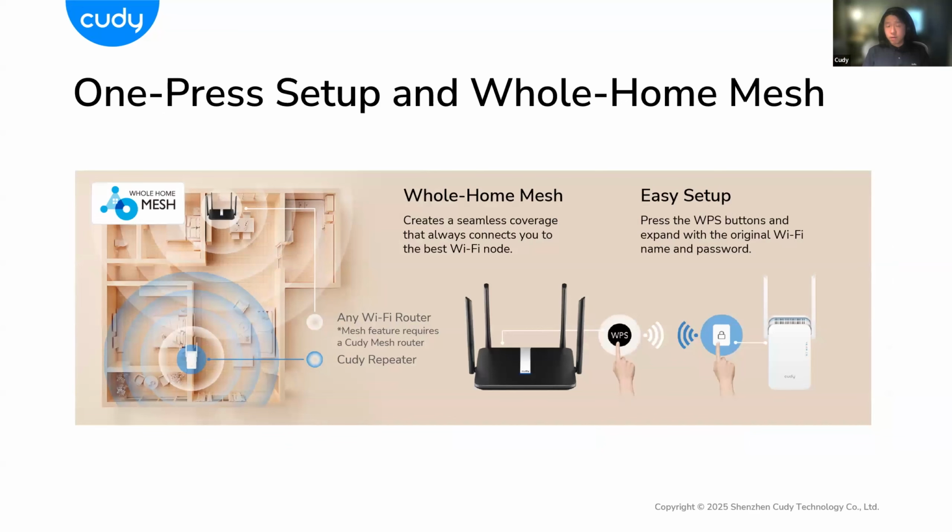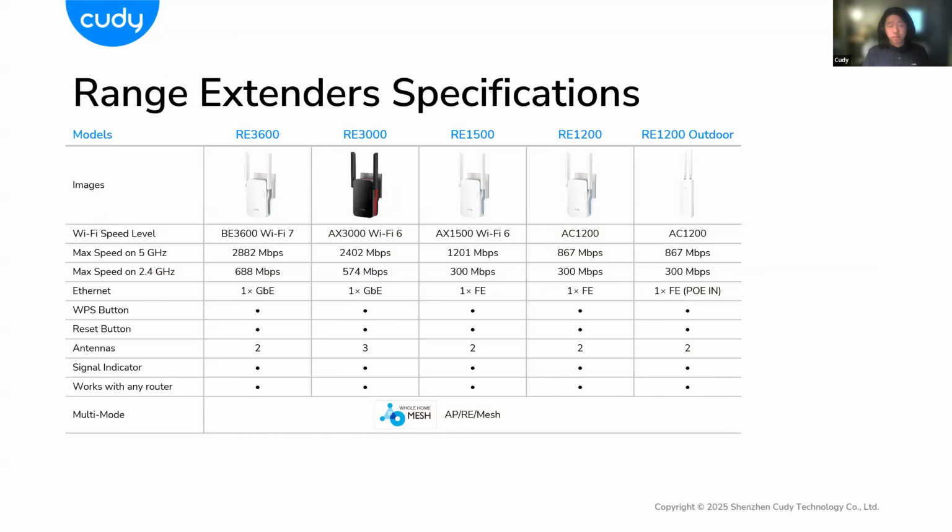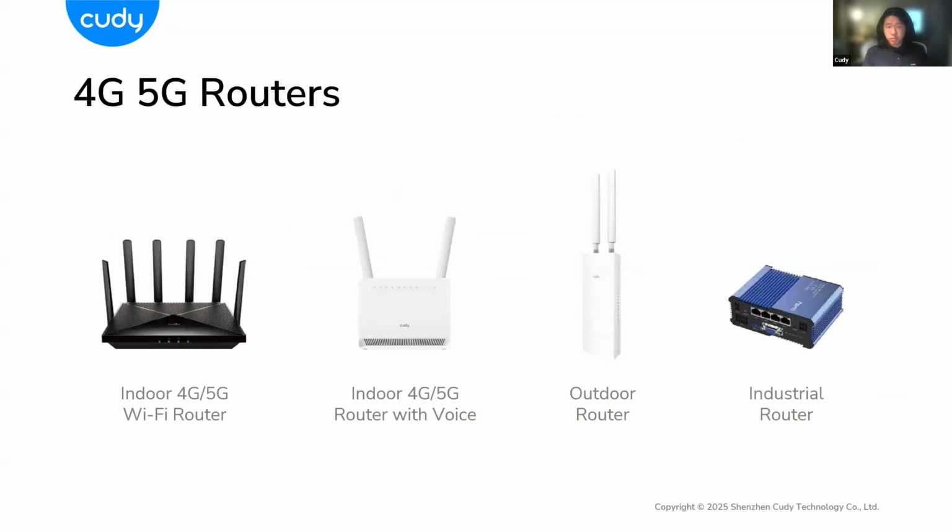Setting them up is very straightforward. You can just press the WPS button or pair buttons on your original router and the range extender, and they will finish setup very fast. And all of them support Cudy Mesh. And here you see the range extender specifications, just like the Wi-Fi routers: the speeds, the ports, and some secondary specs.